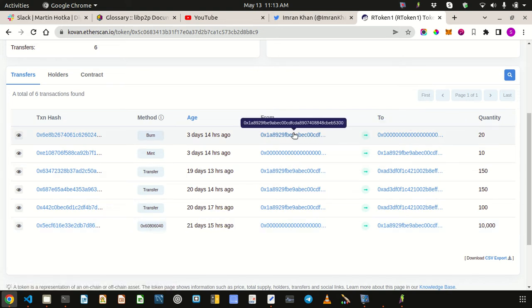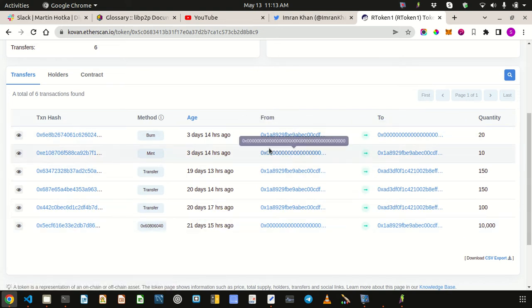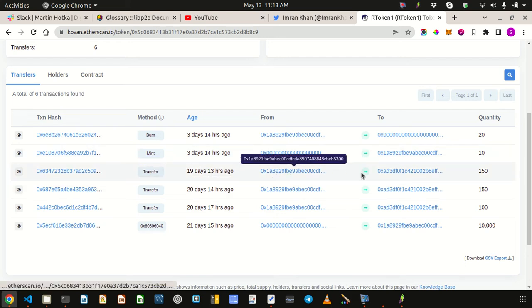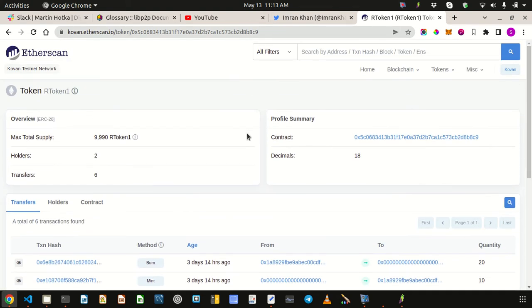These are the addresses that are involved in that particular transaction. For example, a transfer of tokens from this address to this address, and that many tokens were involved in this particular transaction. To get more information about a particular transaction, you can click on that transaction ID. All right, so this is one of the test tokens that I have deployed into the Coin test network.